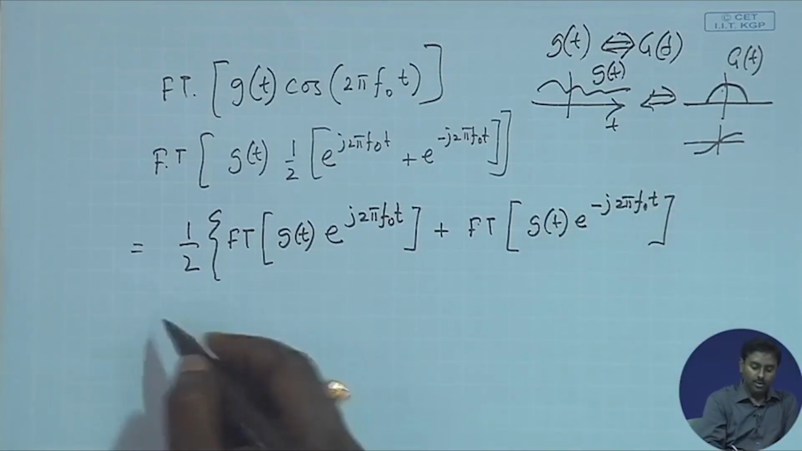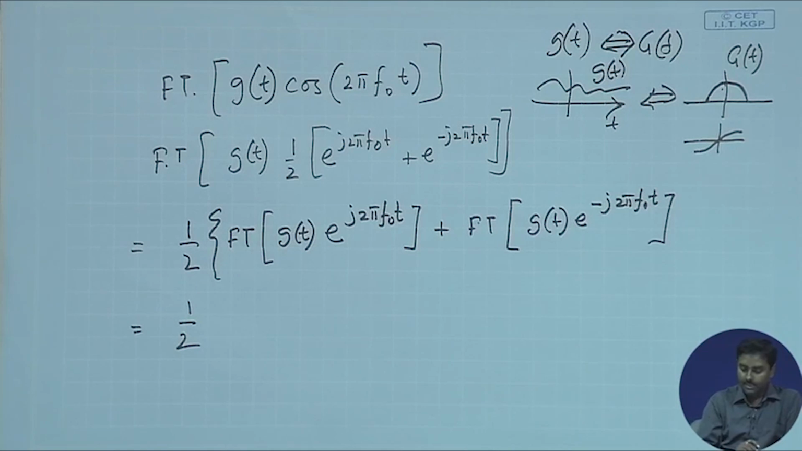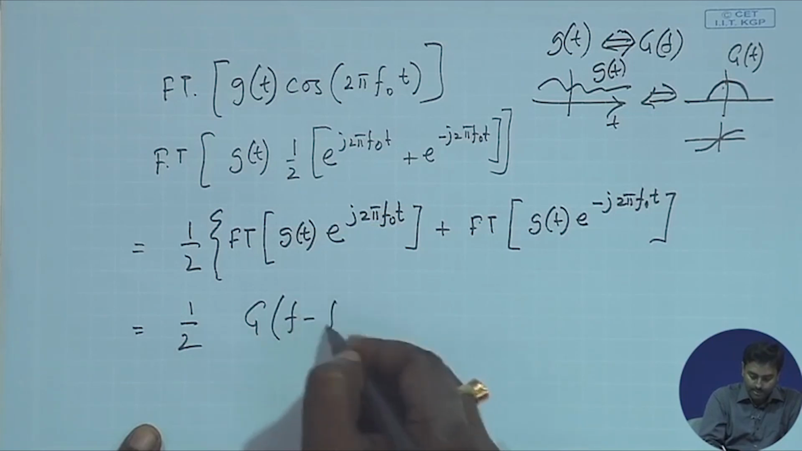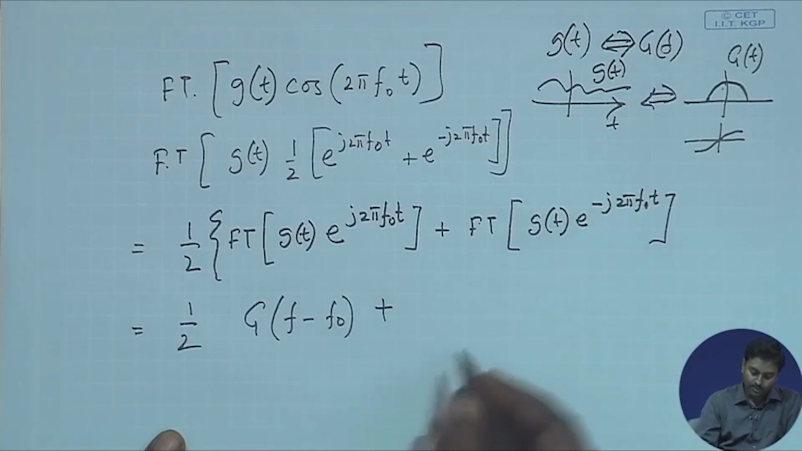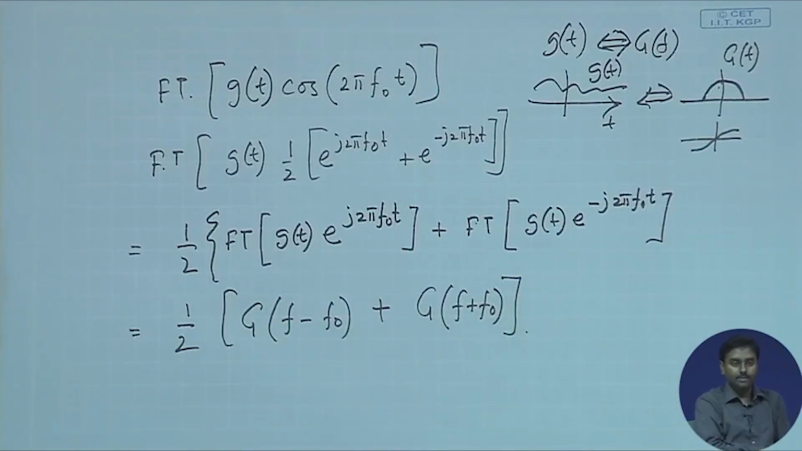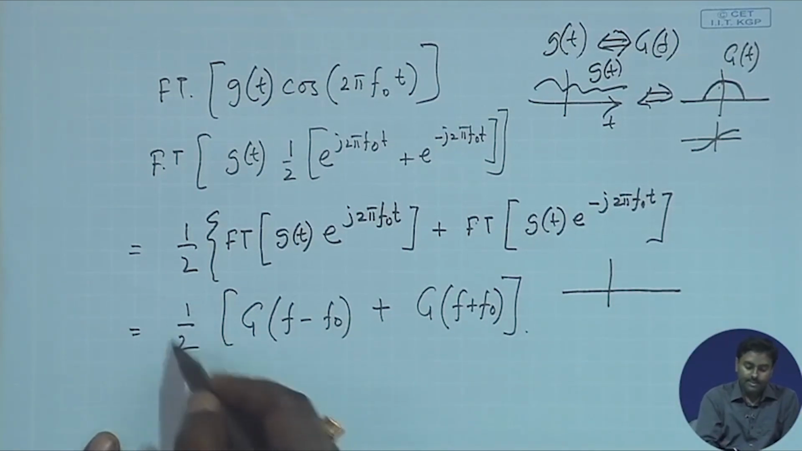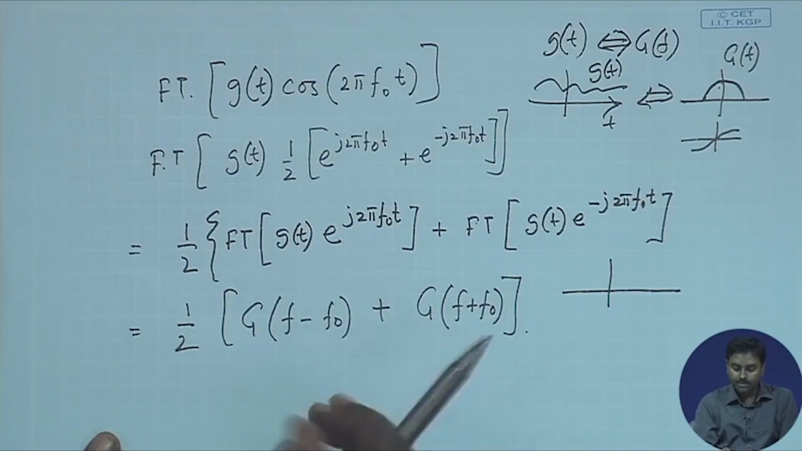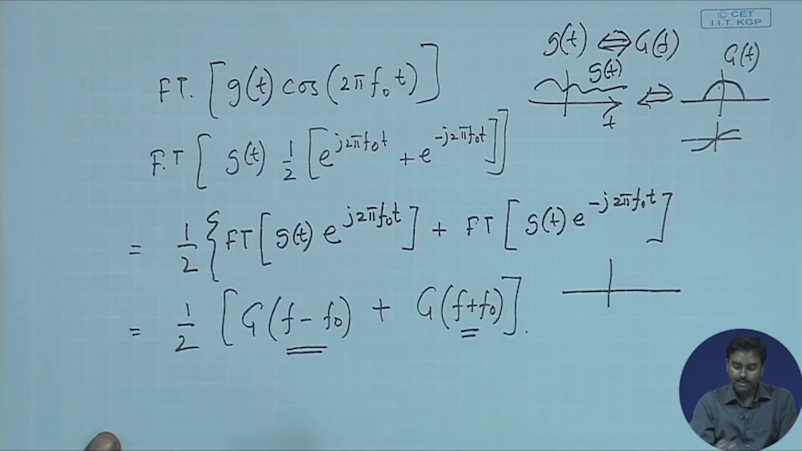Now go back to our previous results. If g(t) has a Fourier transform of capital G(f), then multiplying with this gives G(f minus f0), and similarly multiplying by the minus exponential gives G(f plus f0). This is what I get. So first of all, the strength of G(f) becomes half and the same pattern gets translated to plus f0. This one is centered at plus f0, and this one is centered at minus f0.